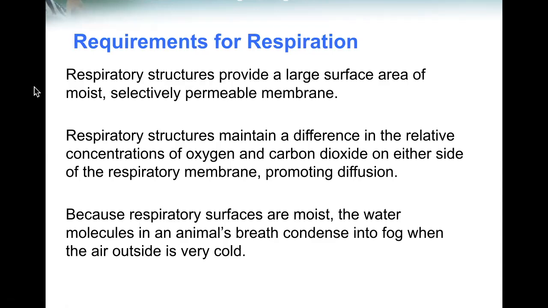Respiratory structures provide a large surface area of moist, selectively permeable membrane. Respiratory structures maintain a difference in the relative concentrations of oxygen and carbon dioxide on either side of the respiratory membrane, promoting diffusion. Because respiration surfaces are moist, the water molecules in all animals' breath condense into fog when the air outside is very cold.